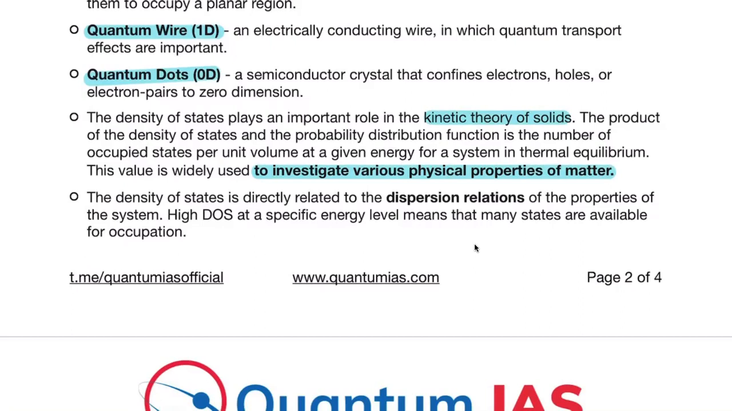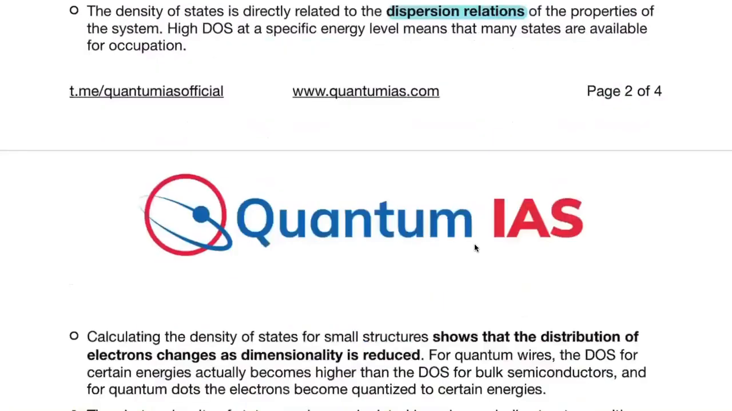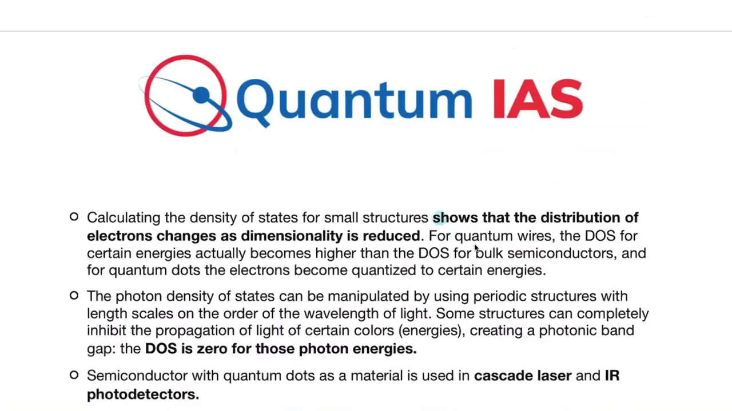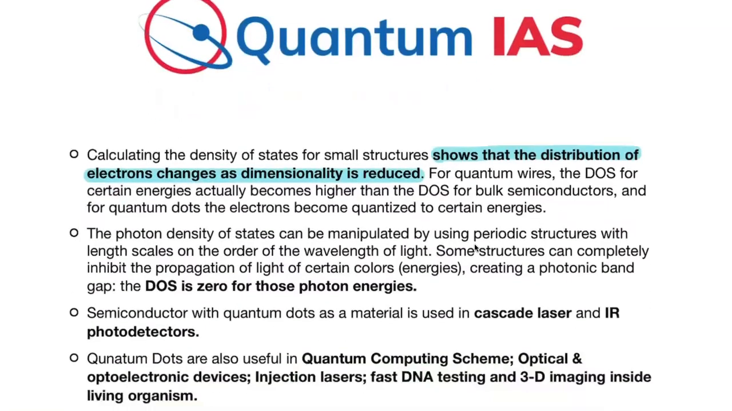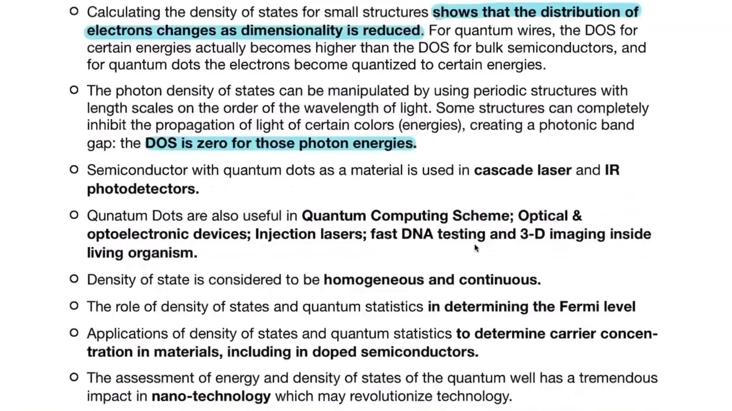Density of state is also related to the dispersion relation, right? Higher the density of state means more states are available for the electrons, right? It also shows how the distribution of electrons changes as dimension is reduced, right? For quantum wire, we have seen already from the graph also, right? It is 0 for those photon energies, right?